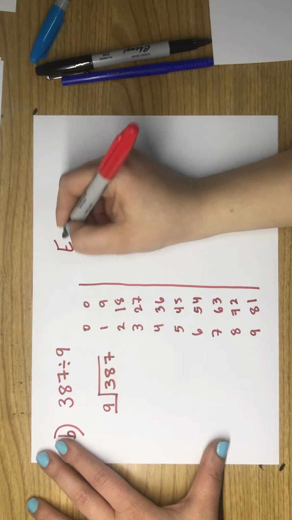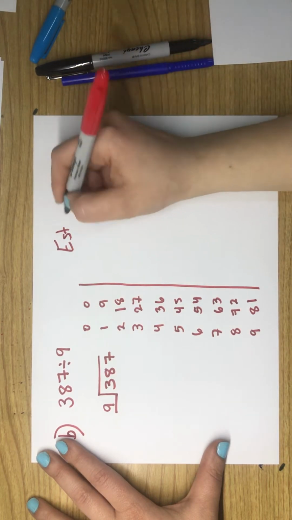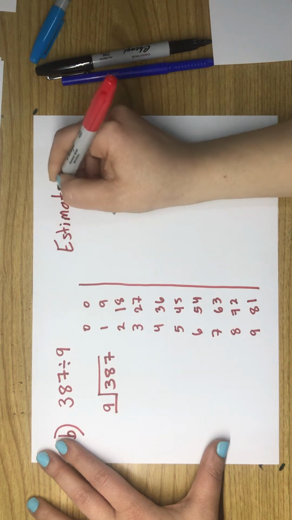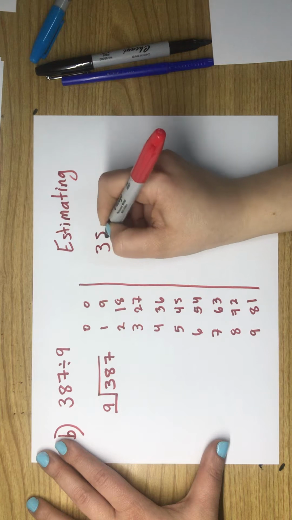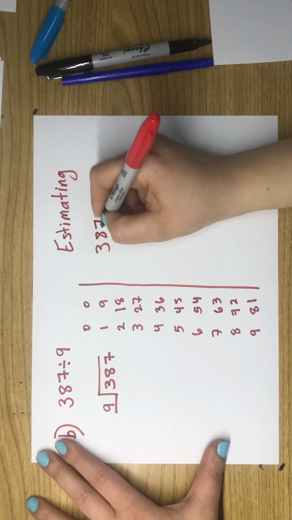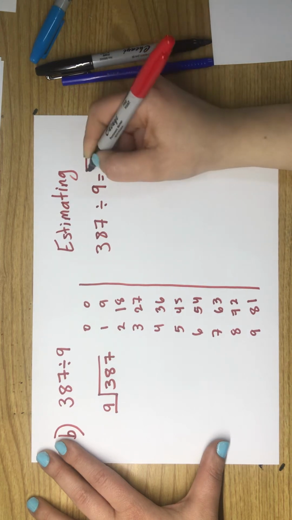Okay, the estimating part. We are going to estimate 387 divided by 9 equals how much?